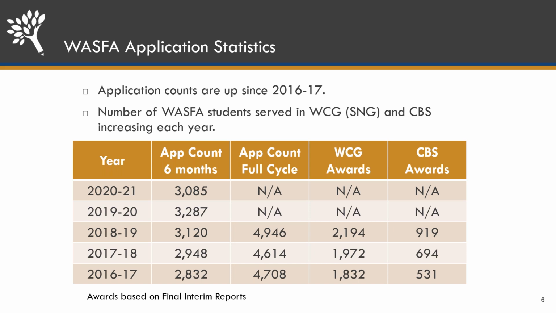How many applications do we get a year? Well, the number of students completing the WASFA has increased since 2016. They continue to go up. If you look at the 6-month count from 1920 to this year, 2021, both of those application cycles are still open. So we don't have information yet on how many Washington College Grant or College Bound awards for those students. But I did want to mention that I ran the numbers on Monday for the 2021 year.